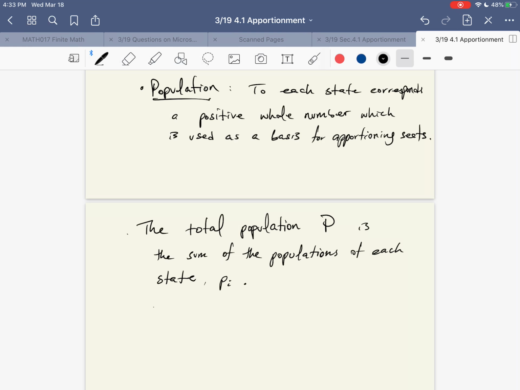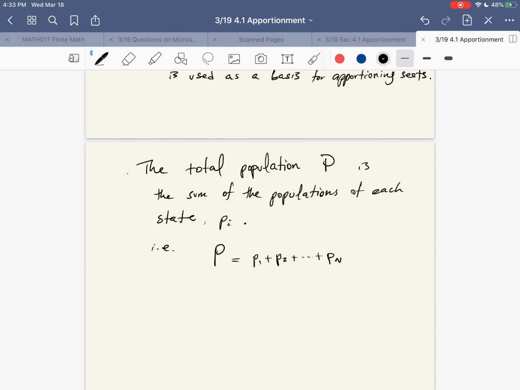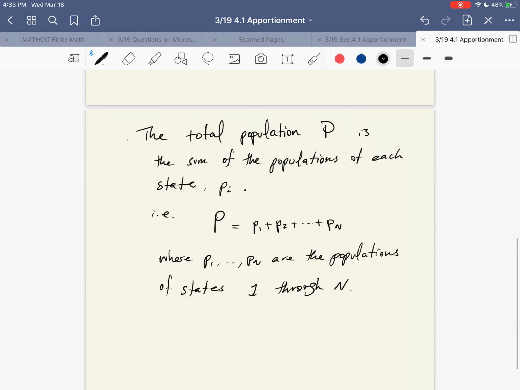I.e., P is equal to P1 plus P2 plus all the way up to Pn, where P1 through Pn are the populations of states 1 through n. Capital N, that is. Okay.